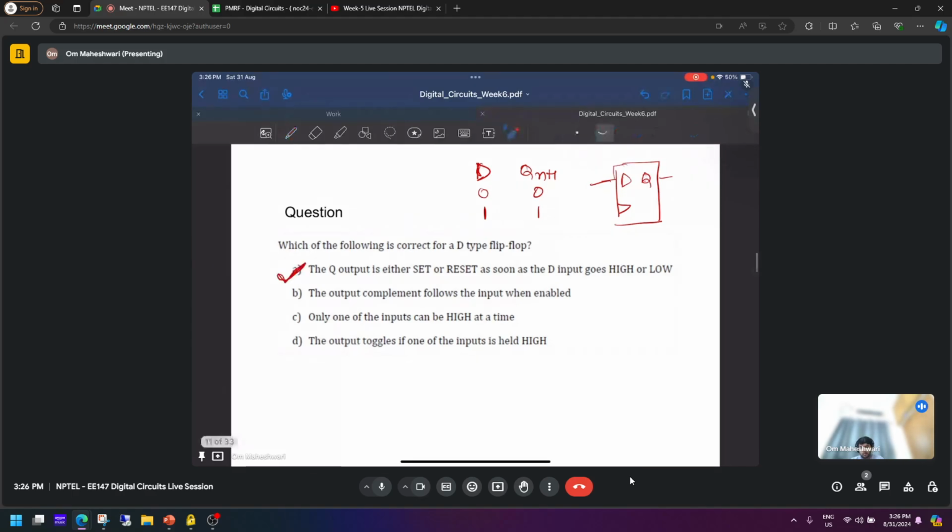What are the other options? The output complement follows the input when enabled, which is false. There is no complementation here. Only one of the inputs can be high at a time. There is only one input. The output toggles if one of the inputs is held high, which is also false. There is no toggling here.